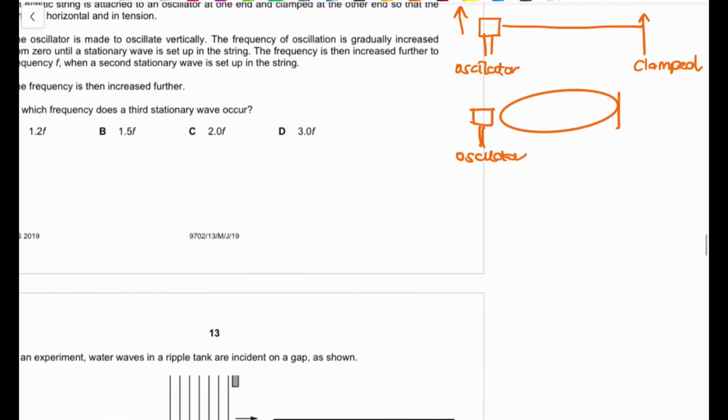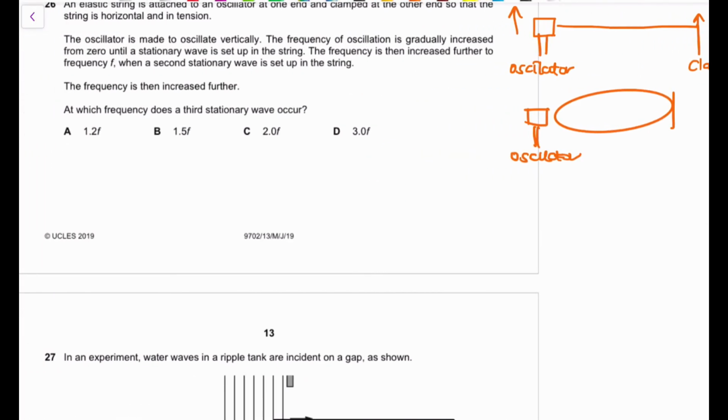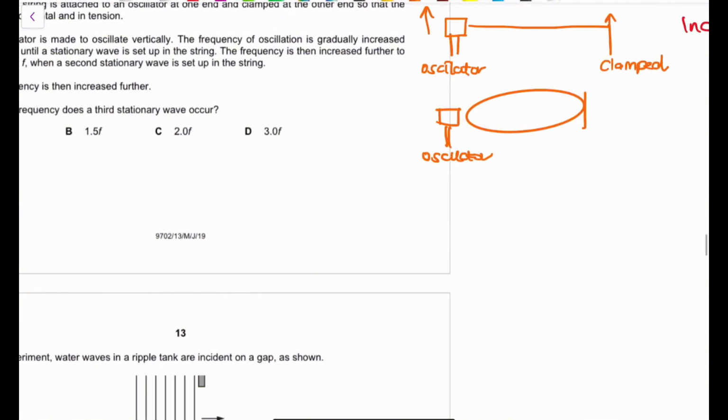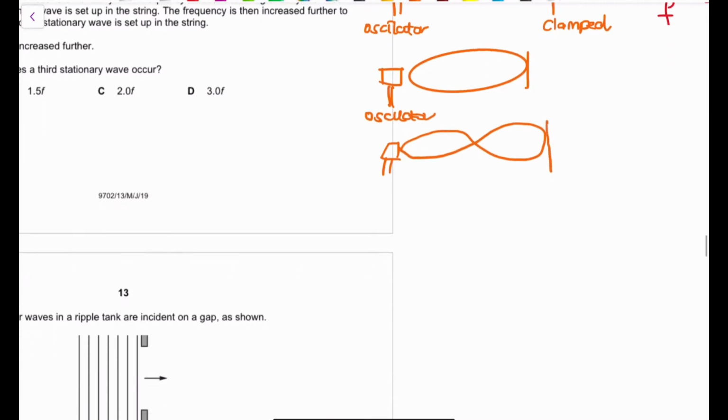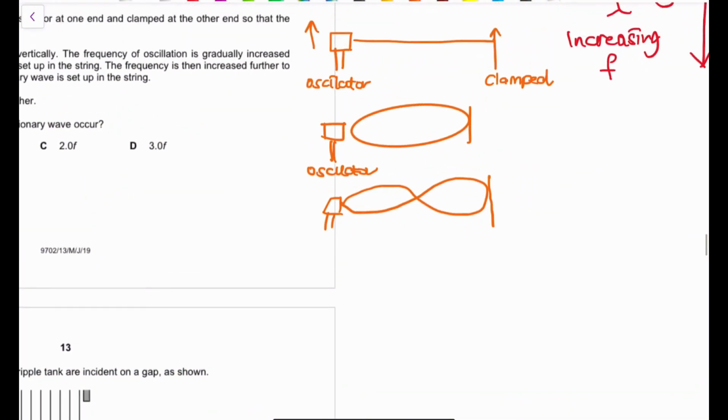Okay, so let's move on. The frequency is then increased further to f when the second stationary wave is formed. So let's draw the second stationary wave. Again, we have our oscillator over here, but for the second one, you just introduce another node. That's how you keep on adding nodes. For the second one, you're going to have two loops, because it's the second frequency. You're going to put something like this. Essentially, you're going to clamp it at this particular point. So this is the first one, and this is the second one.